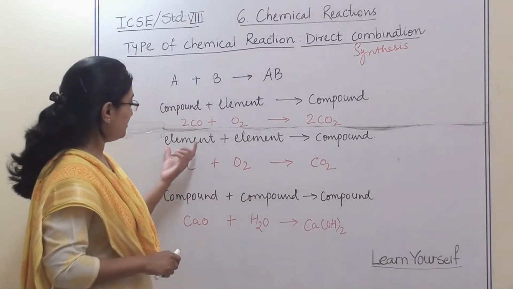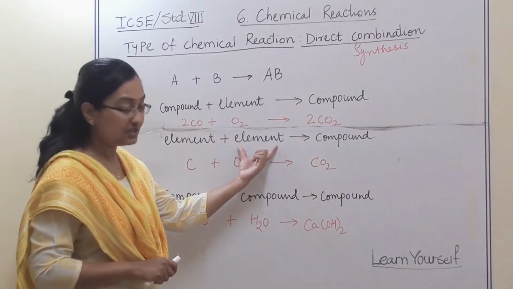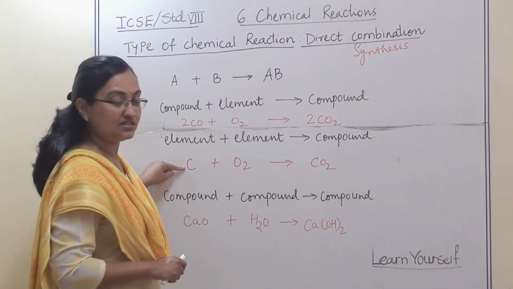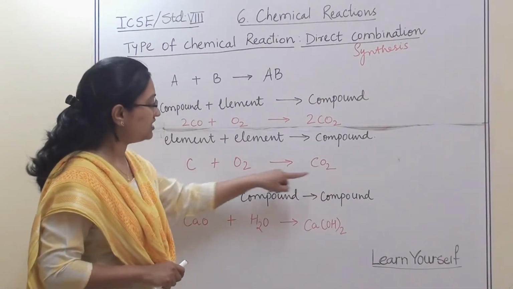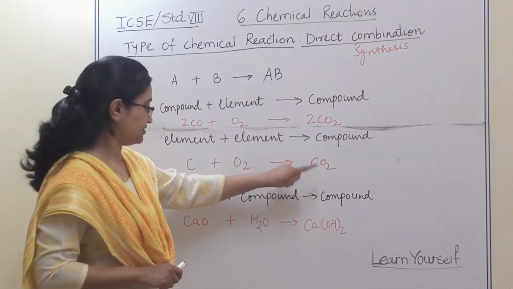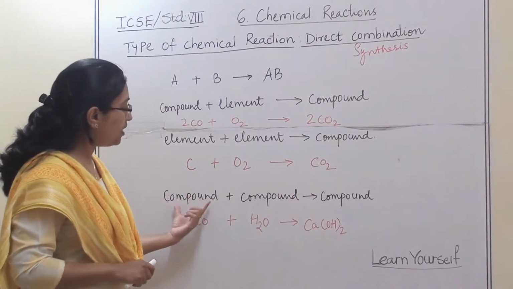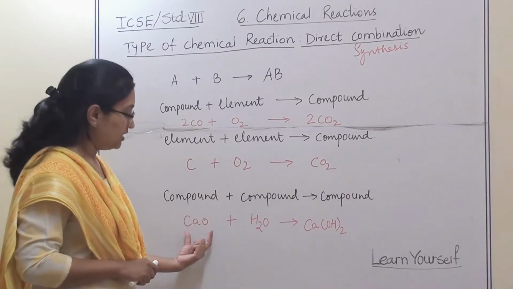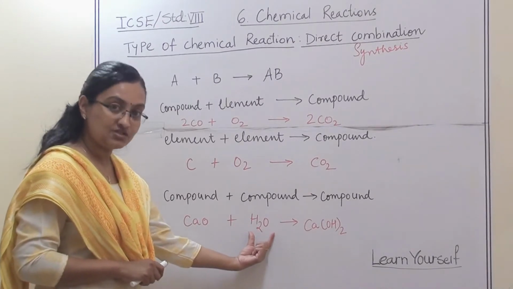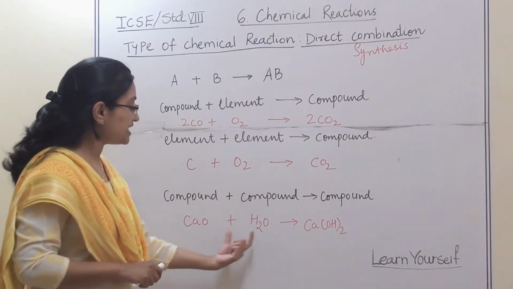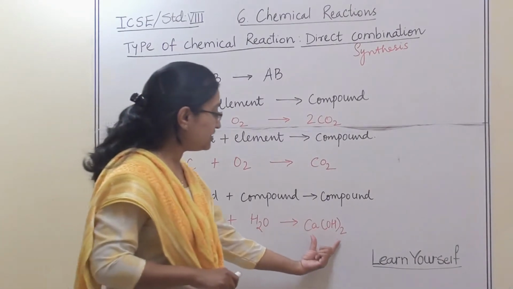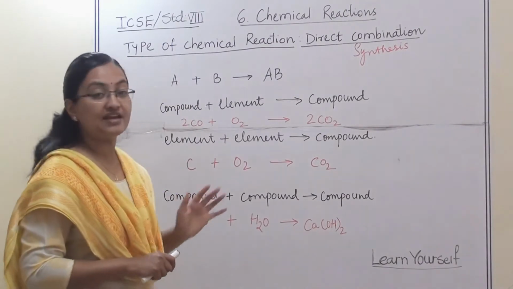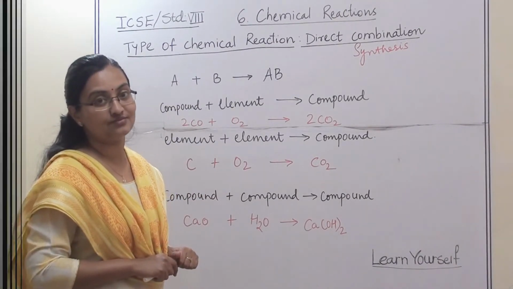In the second type, an element will react with another element and give us a compound. So carbon, an element, is reacting with the element oxygen and gives us carbon dioxide. In the third type, a compound will react with a compound. Calcium oxide is a compound, reacting with water, which is also a compound. Calcium oxide and water will combine and give us calcium hydroxide. So all these are examples of direct combination or synthesis reaction.